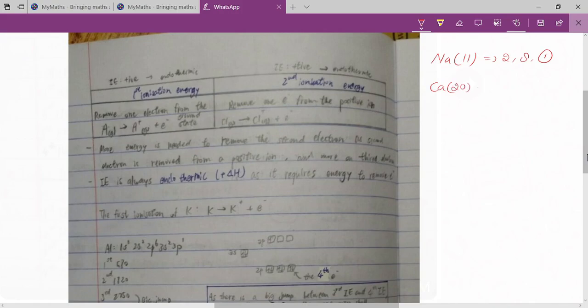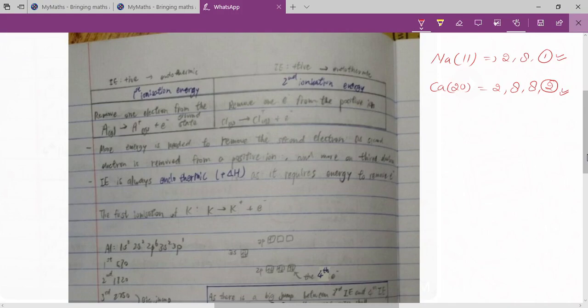So for 20, you can arrange it as 2, 8, 8, and 2. Here you can see that 2 electrons are in the outermost cell. So calcium's ionization energy will be greater than sodium's ionization energy, because more energy is required to remove 2 electrons as compared to 1 electron. Clear? Yes, that's right.